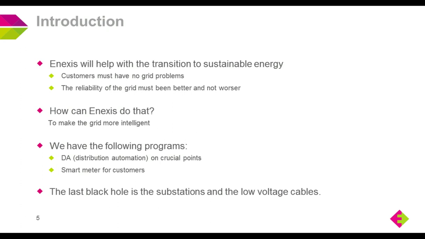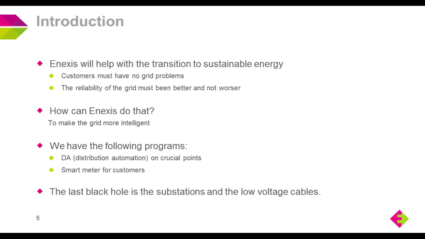But what will we do about sustainable energy? What's coming to us? Most customers will have a lot of PV solar panels on our grid, and they must have no problems with that. They must have no problems when they are charging cars or using heat pumps. You can call everything sustainable energy. We must do something with it, so that no people have problems with it. The reliability of the grid must be better and not worse.